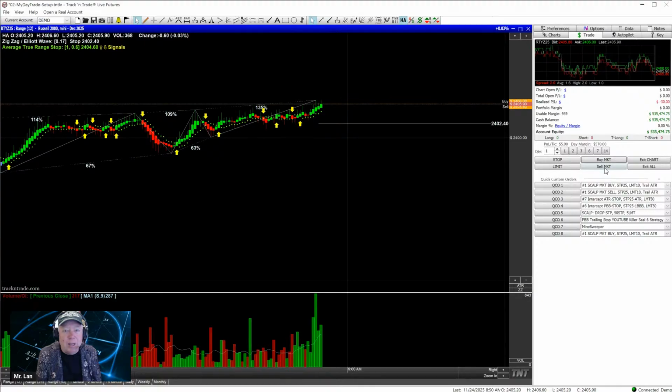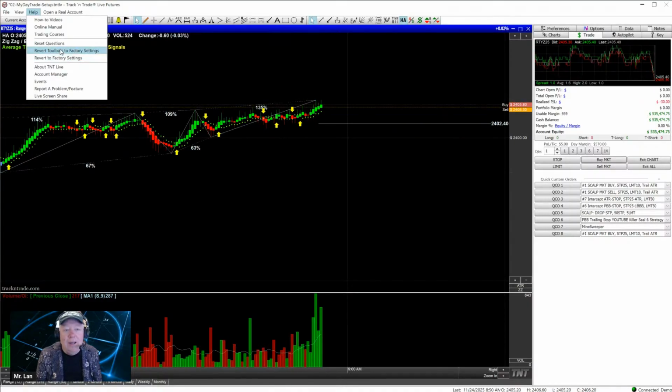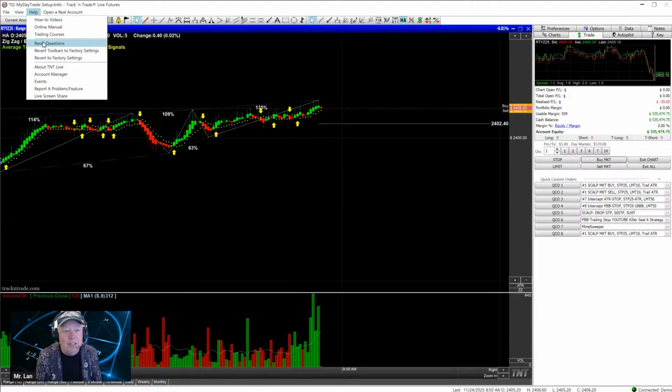That's why you press buttons. You push them. Break the thing. You can't break it. There's nothing you can do to break it, because there's always a button. You can come back up in here and go to help and say, I want to reset everything. Revert all my tools to factory settings. Everything. You can't break it.